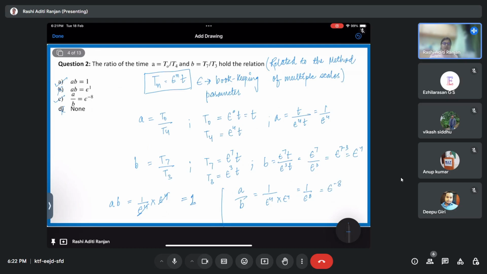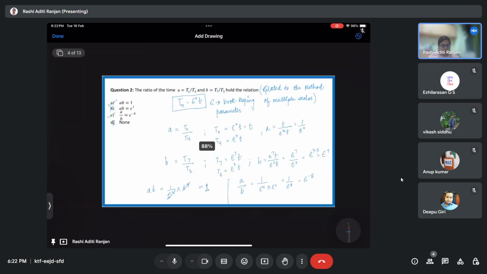Very simple. I don't think that this was a very tough thing. This example I took just so that it is clear how we are going to relate the different time scale with the current time scale for the method of multiple scale. Okay, so yeah, we'll go to the third question.